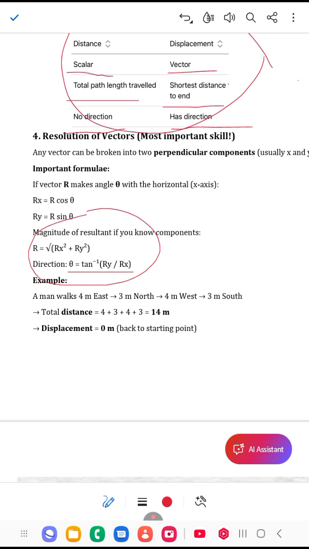Now let's look at this example. A man walks 4 meters east, and then 3 meters north, and then 4 meters west, and then 3 meters south. So the total distance is 14 meters, but the displacement is 0 since the man is going back to the starting point. So you have to know that too.